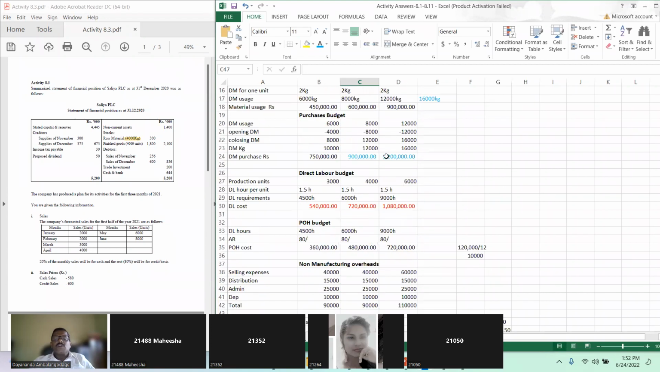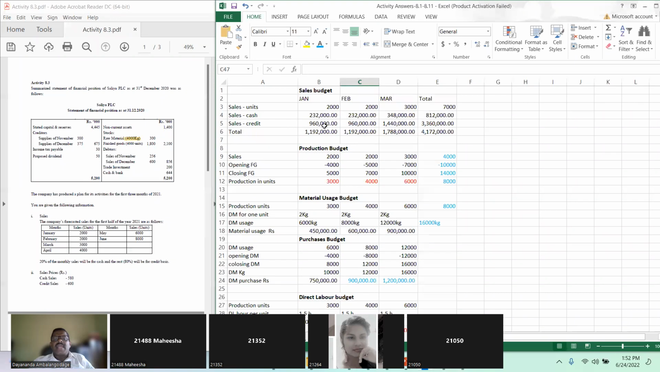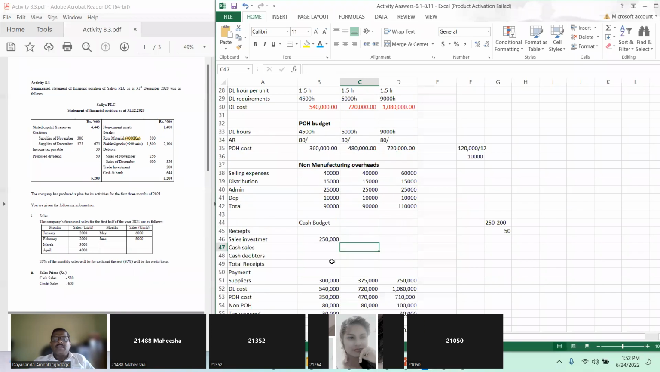I think cash sales also, we can take straightforward cash sales, 232, 232, 348, 232. You can take these directly, you can copy them, but I am just doing it, I am typing it slowly. Yes, and here it is 348. I'm taking it from the cash budget or the sales figure.